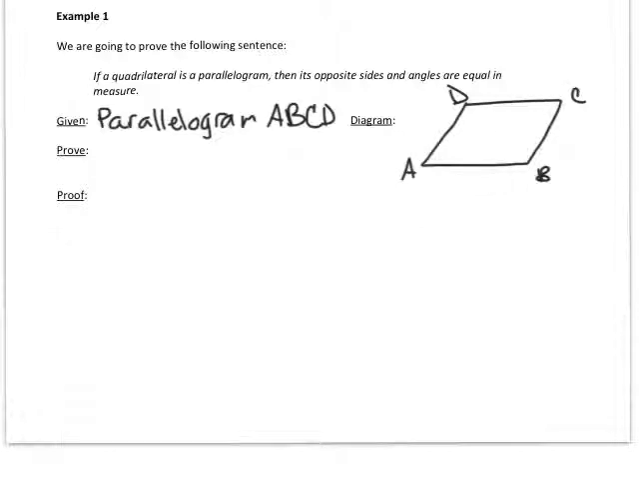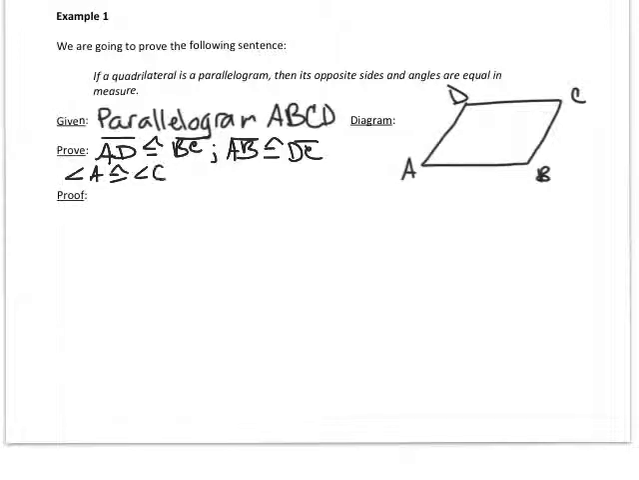So we want to prove that its opposite sides and angles are equal in measure. So, for instance, we want to prove that AD is congruent to BC, and AB is congruent to DC. Then we also want to prove angle A is congruent to angle C, and angle D is congruent to angle B.